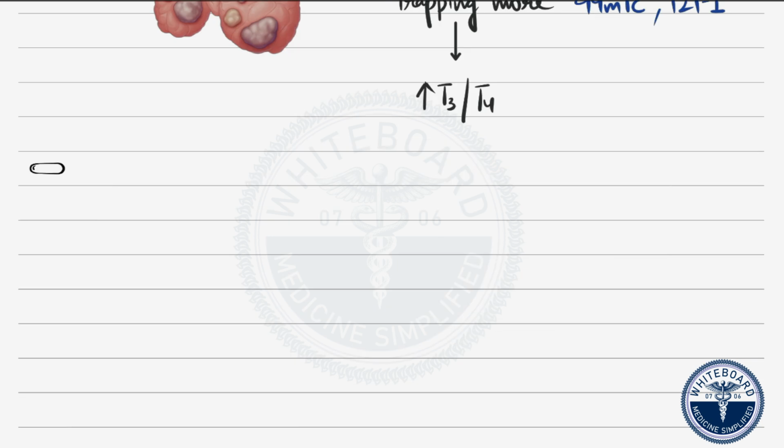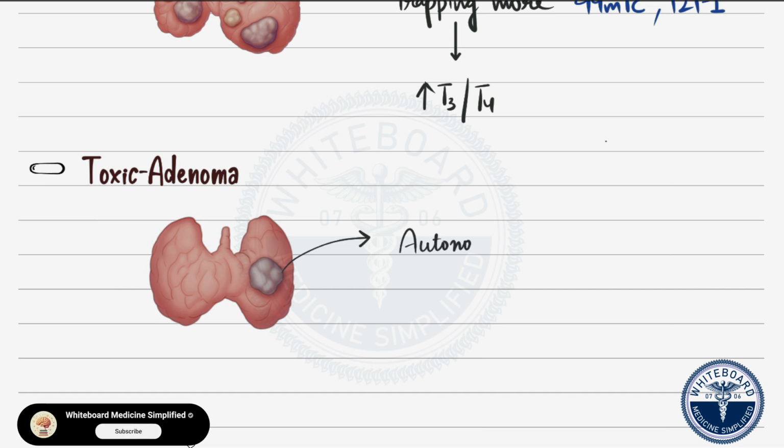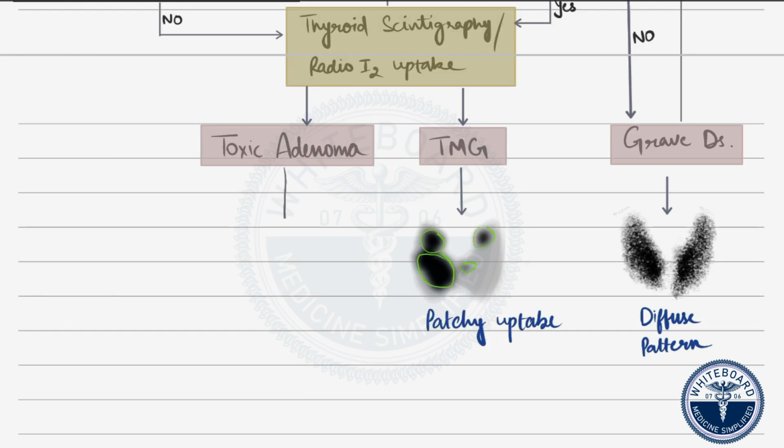In toxic adenoma, the thyroid nodule becomes autonomous, meaning it produces thyroid hormones without TSH stimulation. On a thyroid scan, the adenoma shows intense tracer uptake, while the surrounding normal thyroid tissue appears faint or suppressed. This occurs because the elevated hormone levels from the adenoma suppress pituitary TSH secretion, reducing activity in the rest of the gland.